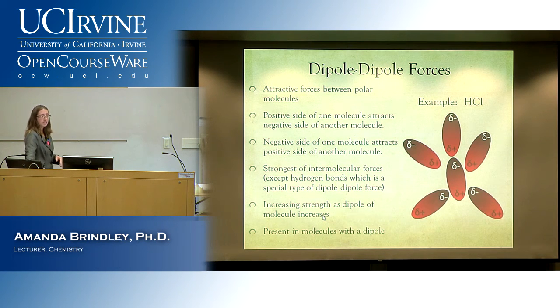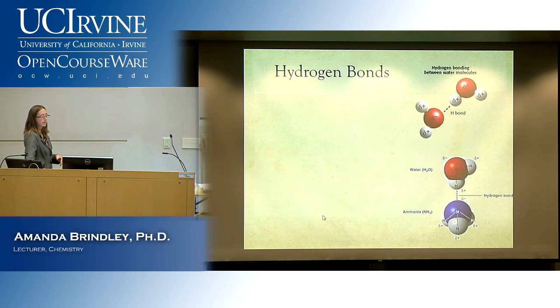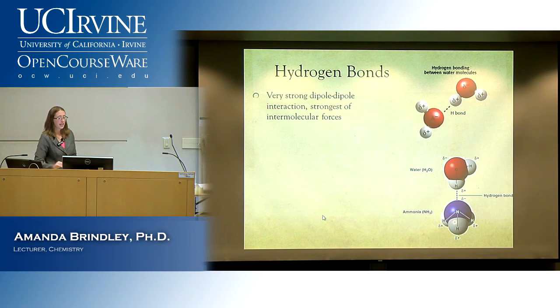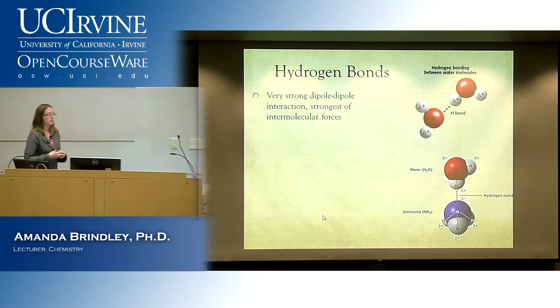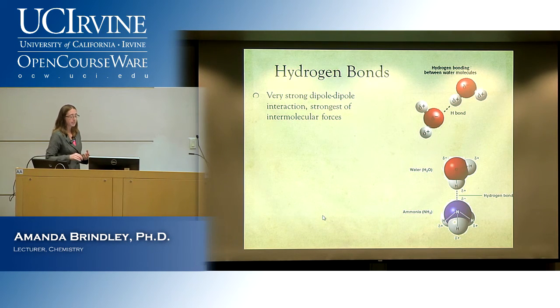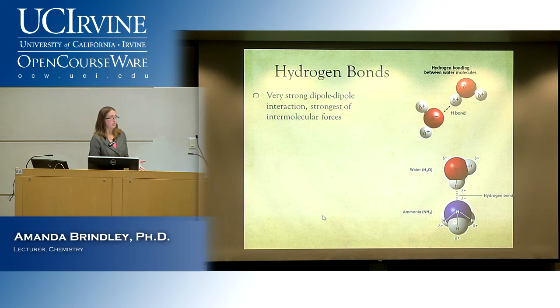Okay, so the next one that we're going to talk about is if we take this to the extreme: hydrogen bonds. So what do we know about oxygen, nitrogen, and fluorine? What is special about those three atoms that has something to do with this? They have very high electronegativity, right? They're the three highest on your periodic table. Something happens if you bond a hydrogen to that oxygen, nitrogen, or fluorine, and what happens is you get something called hydrogen bonding.